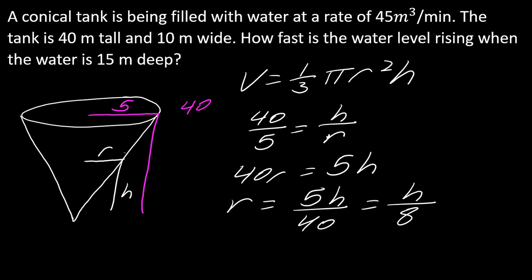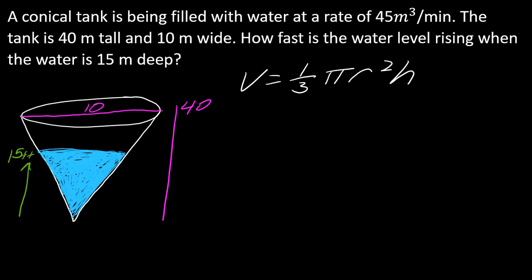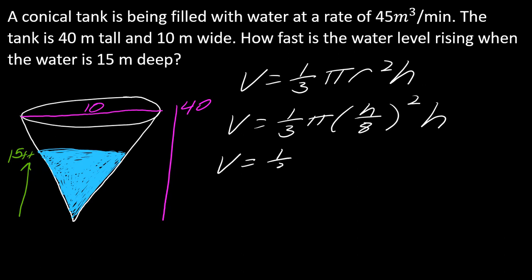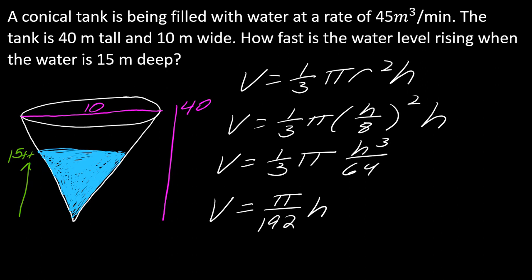So let me clear this out. And let's restate this equation now as 1/3 pi times (h over 8) squared times h. So now I can restate this entire equation as, so let's see, this becomes h cubed over 64. So then I can rewrite all of this as pi over 192 h cubed. So now I have a much better equation to take the derivative of. And again, we had to do this because of the context. It's because we had that extra rate.